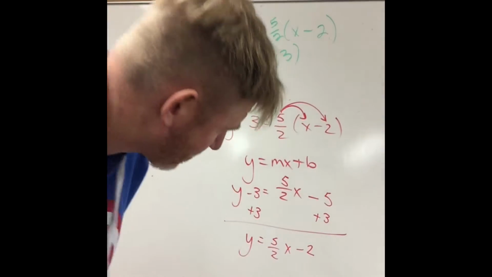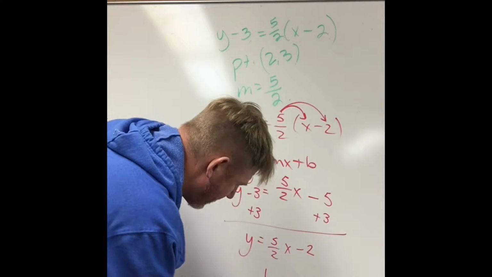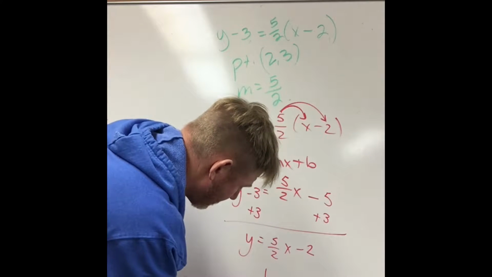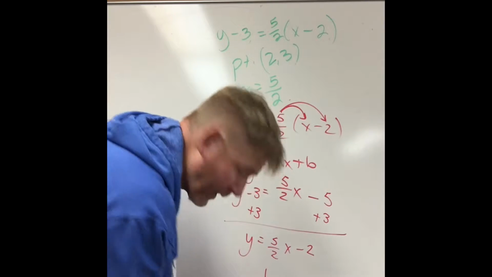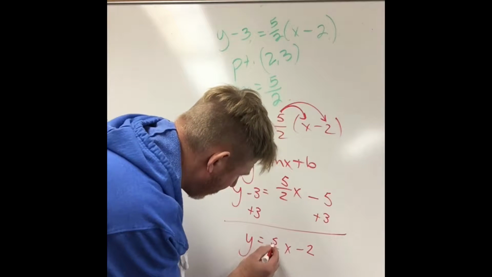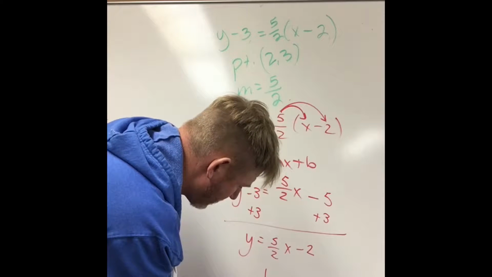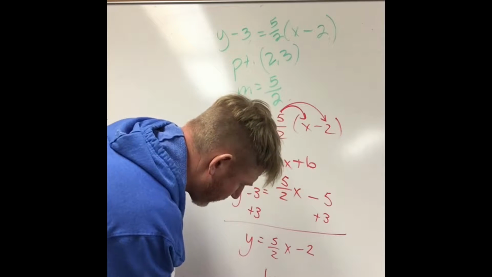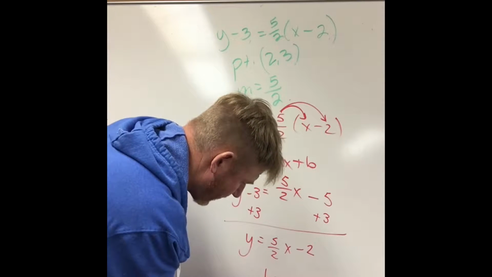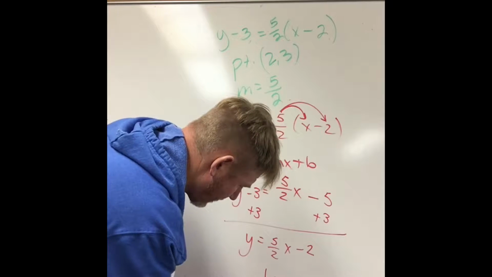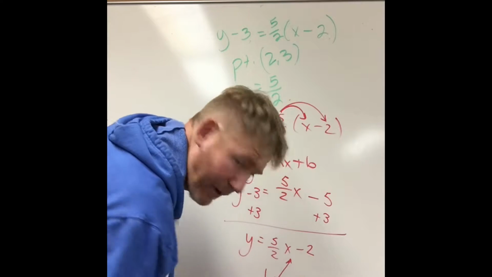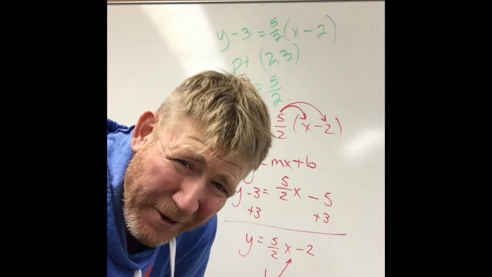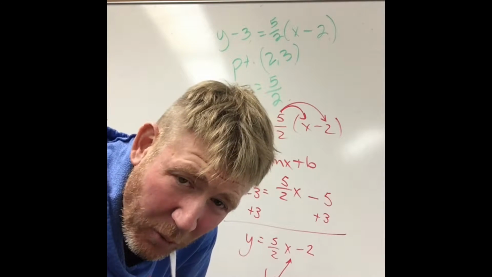And so to graph this really quick, this goes through negative 2. That's your y-intercept. And you go up 5 and over 2. 1, 2, 3, 4, 5, and over 2. So y-intercept, up 5 and over 2. That's another point, and it just goes like that. Okay? There you go. Learning target number 1 complete.